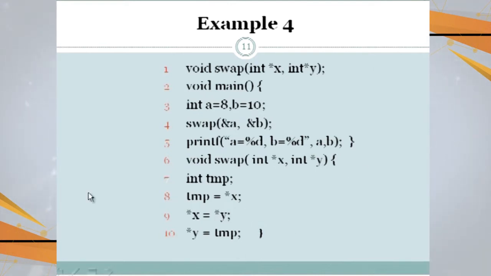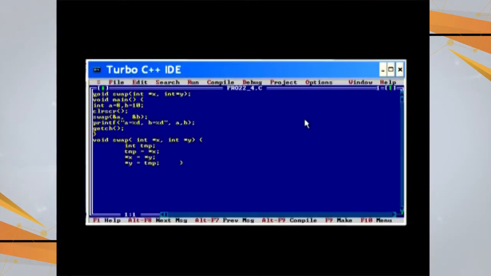That's why when control returns from the swap function, now inside the main function we are displaying the current values of a and b. That's why a equals %d and b equals %d. Now a will be displayed as 10 and b will be displayed as 8. Let us exercise this program on the computer screen.